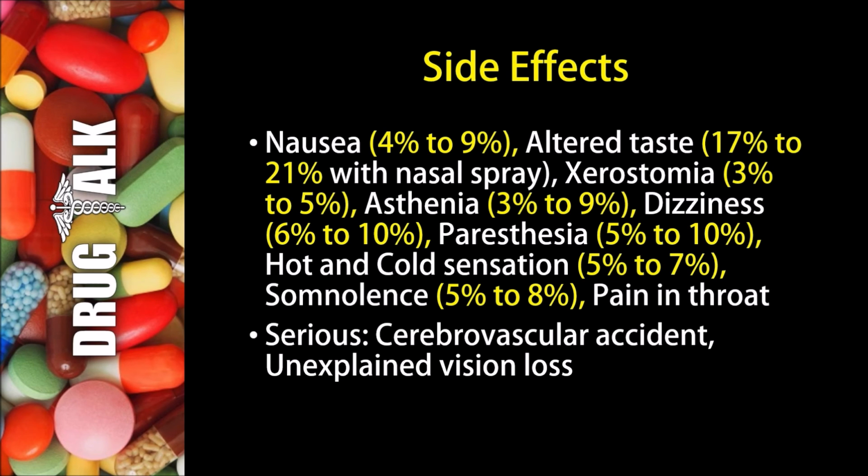6 to 10% of patients may experience dizziness, and 5 to 10% may experience paresthesia, which would be a burning or prickling sensation that is usually felt in the hands, arms, legs, or feet, but can also occur in other parts of the body. Some patients may experience a hot and cold sensation. This seems to happen 5 to 7% of the time, and 5 to 8% of patients may experience somnolence. Some patients may also experience a pain in the throat. Now, some more rare but serious side effects would be a cerebrovascular accident or unexplained vision loss.